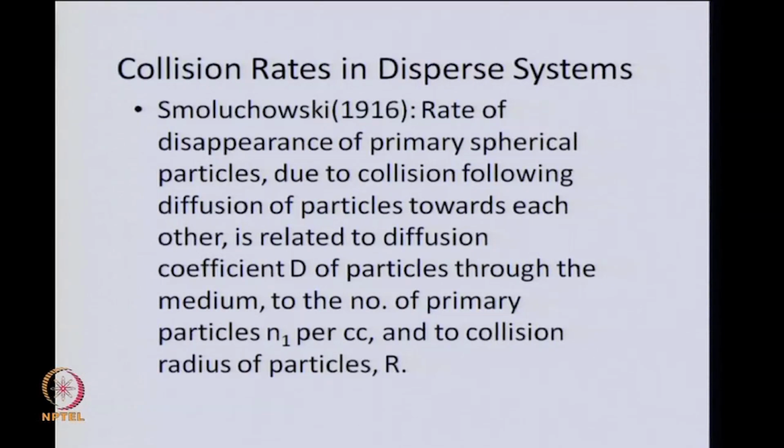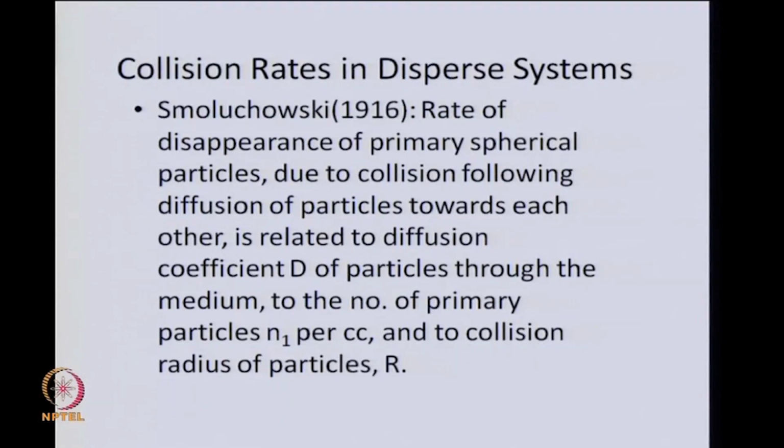So, in the remaining time, let us focus on the collision rates in dispersed systems, or Smoluchowski's theory. Here I would like you to think of the system as having an initial population of particles, which we will call primary particles. Primary particles are the particles that we start with. For simplicity, we may say all those particles that we have in the beginning are of the same size.